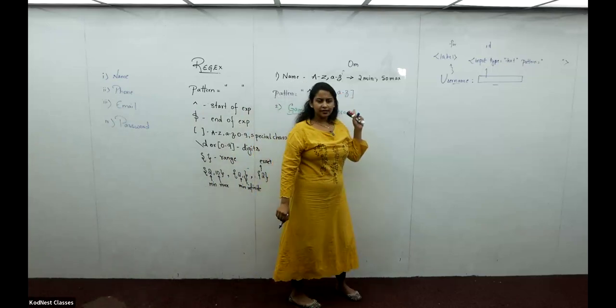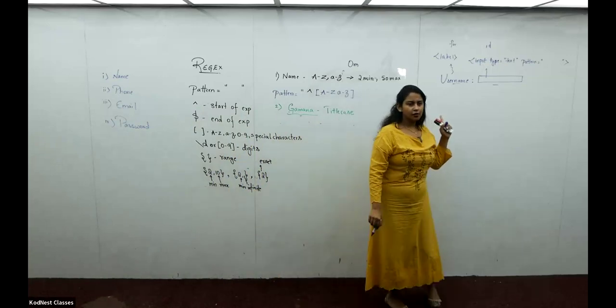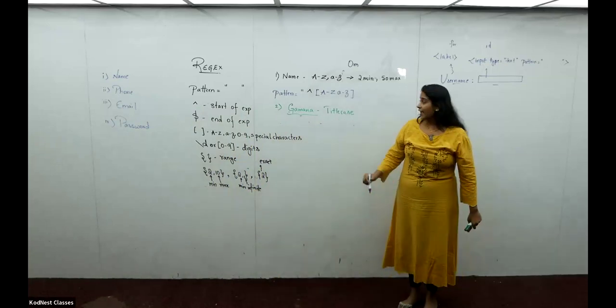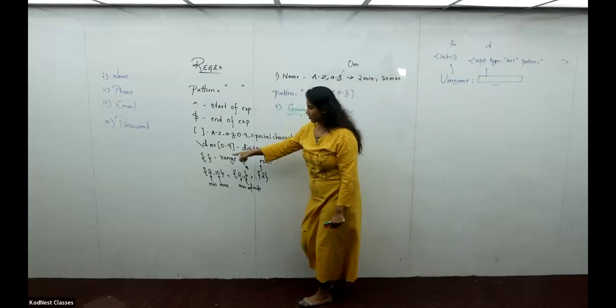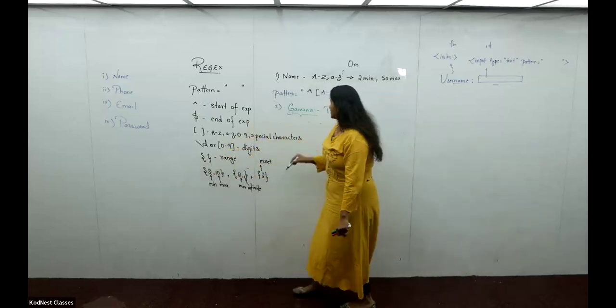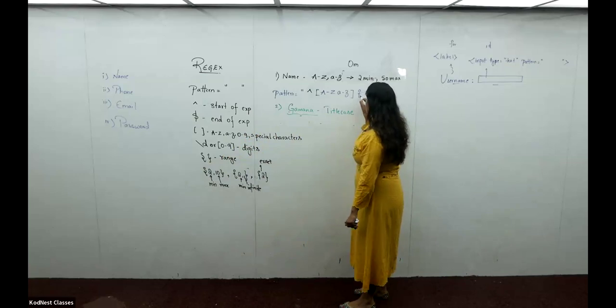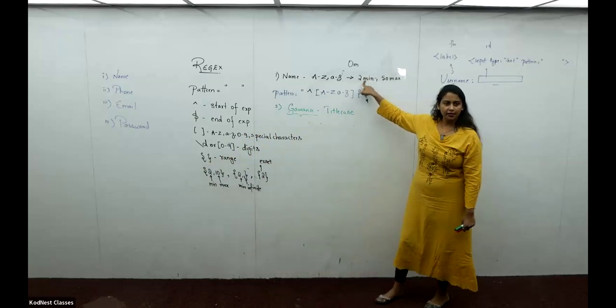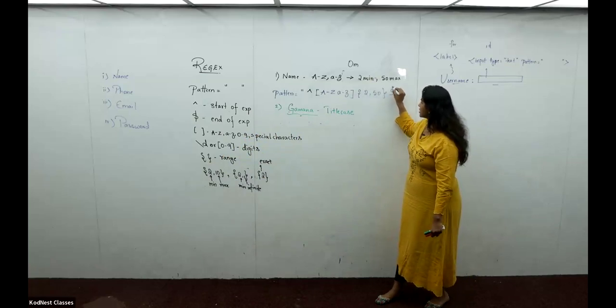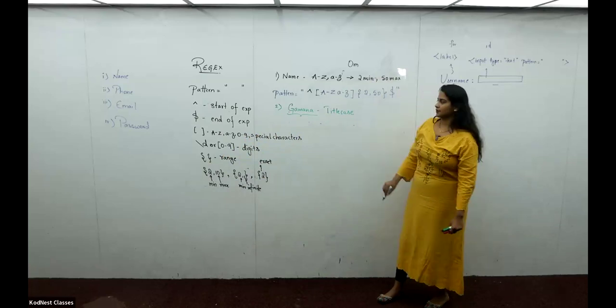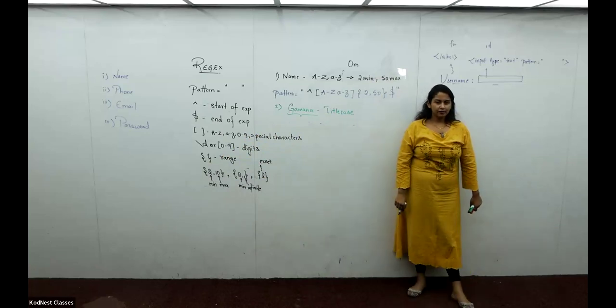Any numbers they are asking? Any special characters? No. Next, I need to specify the range. In order to specify range, flower brackets. So in flower brackets, minimum how much they are asking? 2. Maximum 50. Close flower bracket. Specify end. Close. That's it. Easy. Okay.